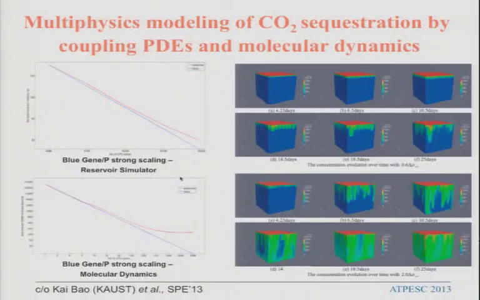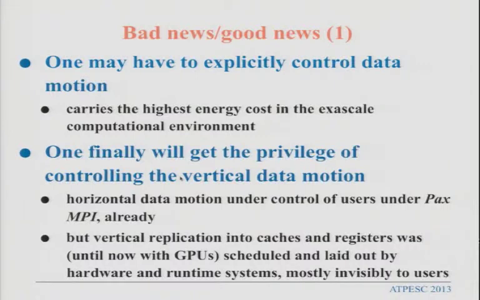So I have some bad news, good news, things to discuss. Each slide, I think, has some that we may consider bad news, but maybe there's a light in the cloud. We will have to explicitly control data motion. It carries the highest energy cost. We have to optimize that in the exascale environment. But we'll finally get the tools to do that. The vendors will have to give them to us, or the national labs will have to write them, or they'll be your PhD thesis if you're in computer science.